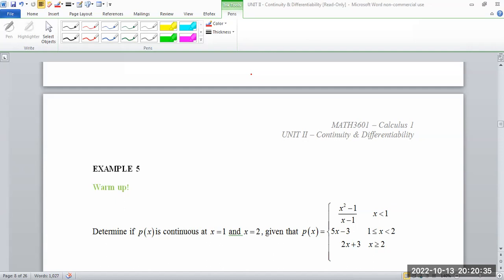Sir? Yes, please. Just one quick question. When I'm working on one of them, is it like when we're doing the difference between two squares? Very good. Excellent. That's what we're talking about.